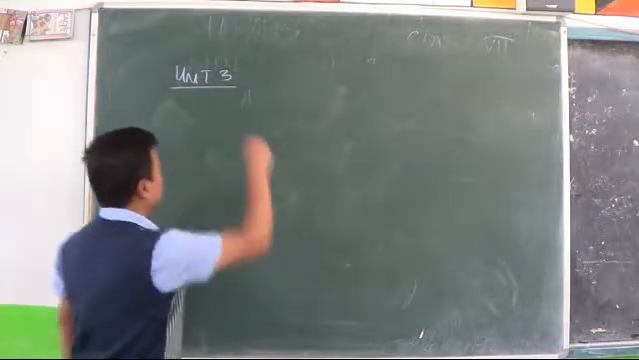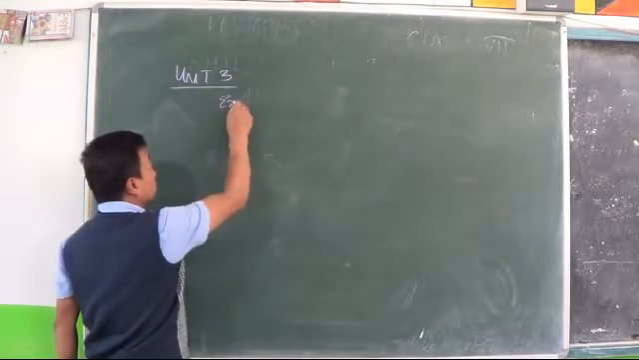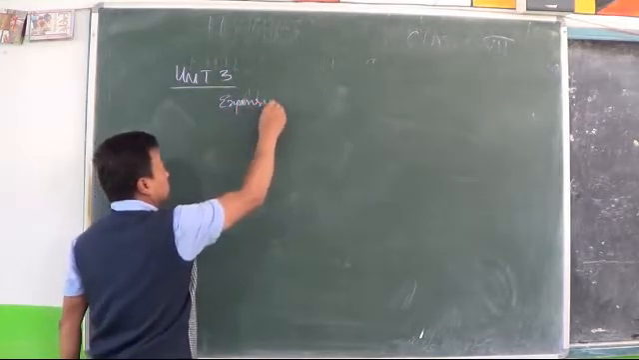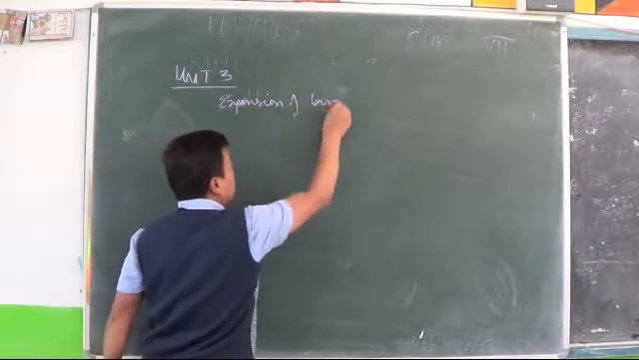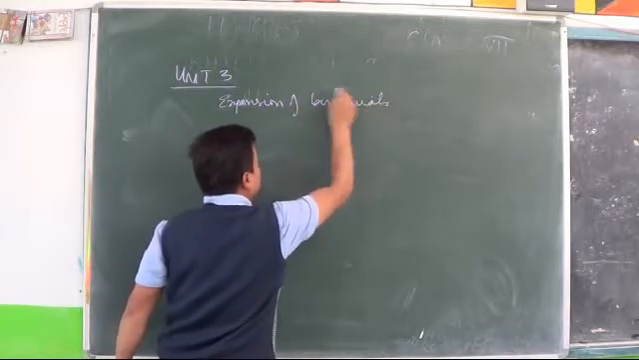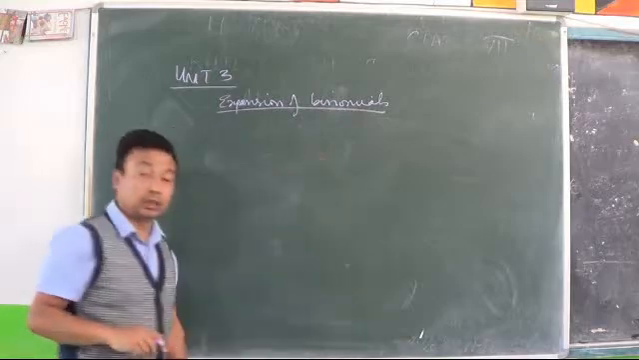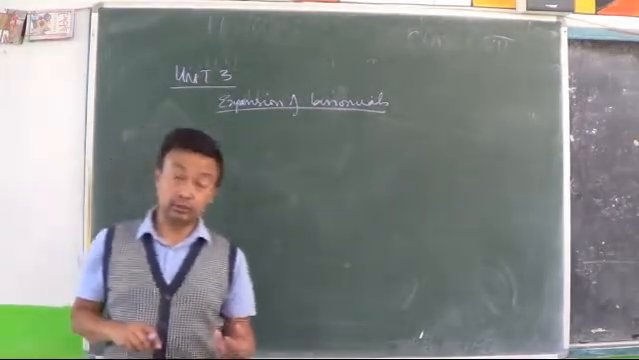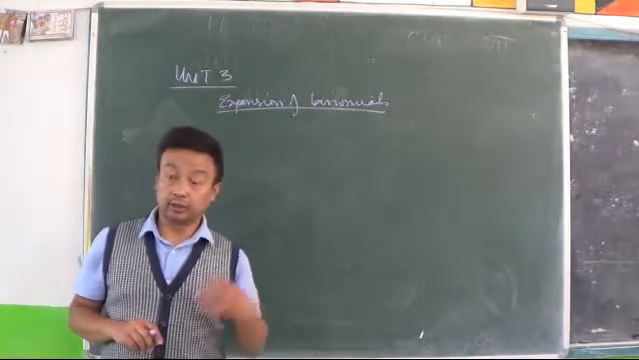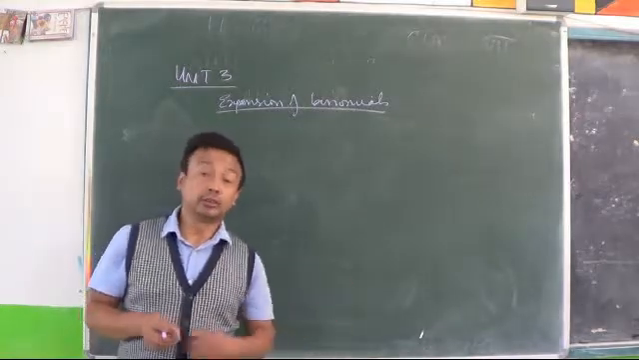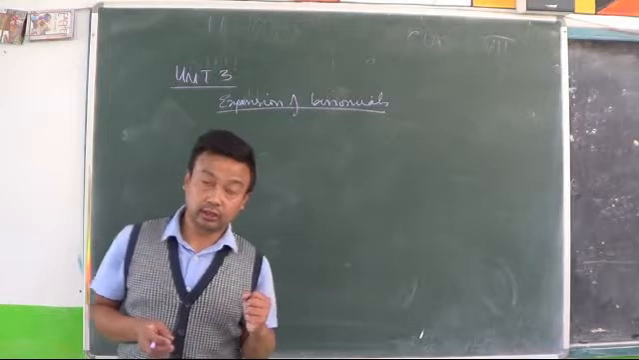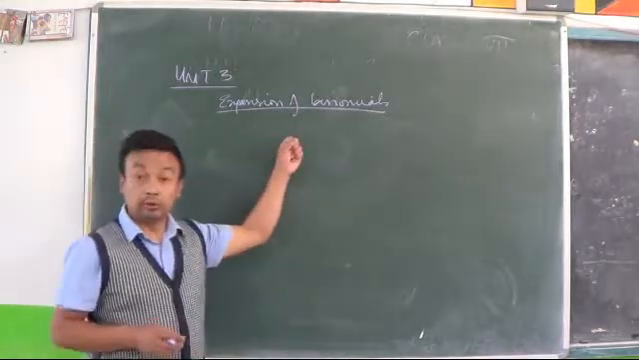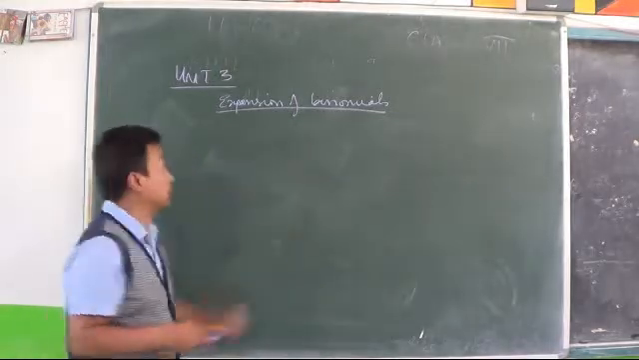Now we have expansion of binomials. What are binomials, what are trinomials, what are constants, what are variables, I am not going to repeat here now because it has all been dealt with in your previous classes. So now straight away we will go to the formula of identity.